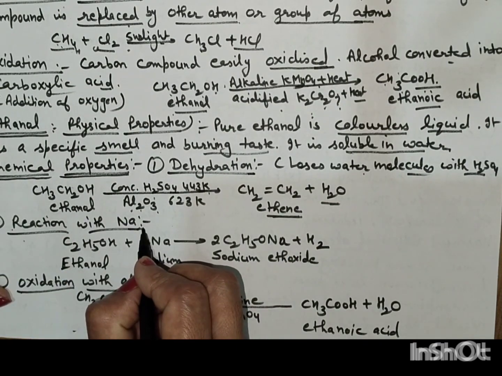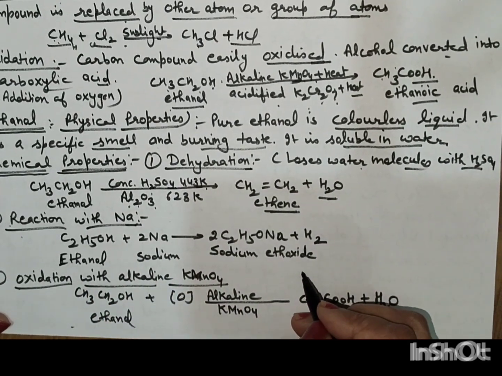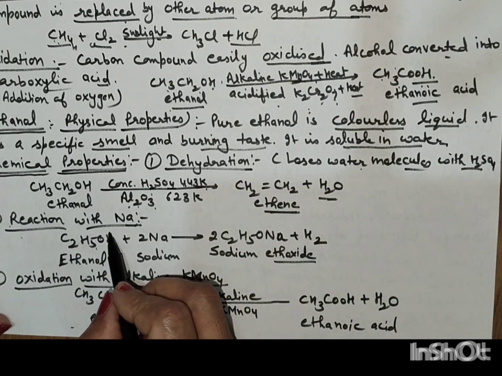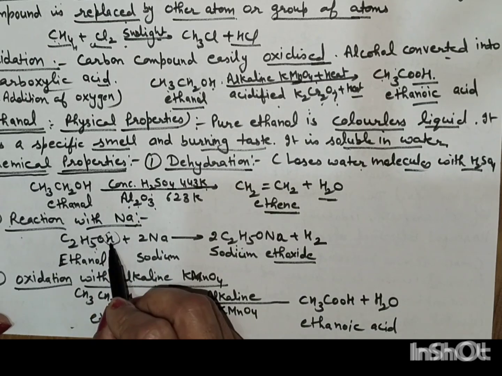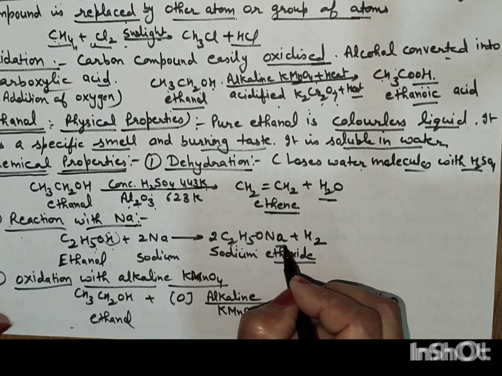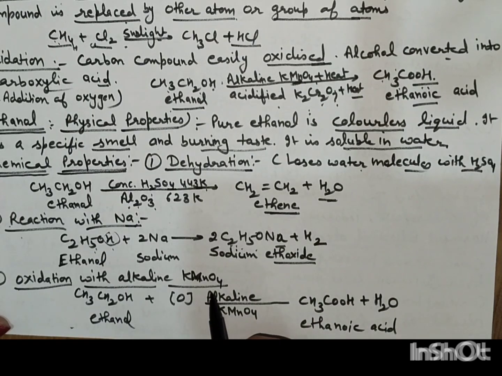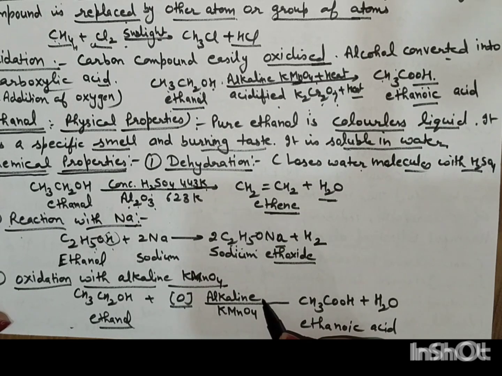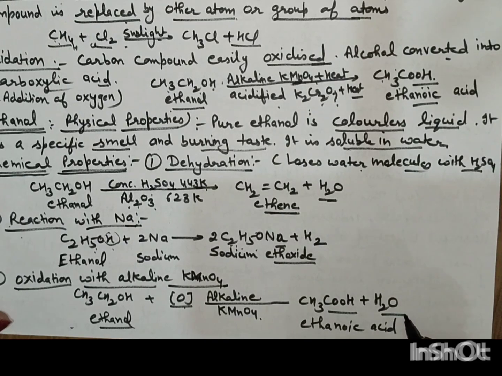Reaction with metal, sodium. Ethanol reacts with sodium to form sodium ethoxide. Here C2H5O, the H is replaced from here and it combines with Na, giving C2H5ONa. It forms sodium ethoxide. Oxidation with alkaline KMnO4: ethanol is oxidized with oxygen in the presence of alkaline KMnO4 and forms ethanoic acid and water.